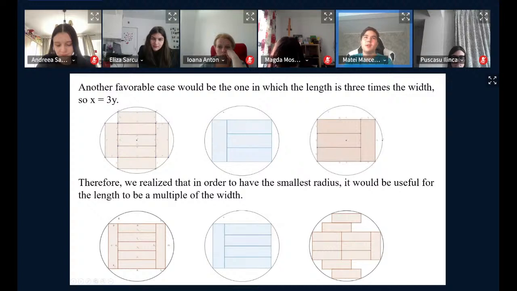Another favorable case would be the one in which the length is 3 times the width, so x equals 3 times y. Therefore, we realize that in order to have the smallest radius, it would be useful for the length to be a multiple of the width.